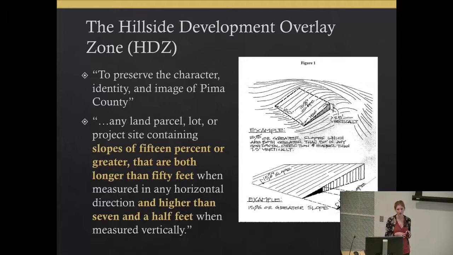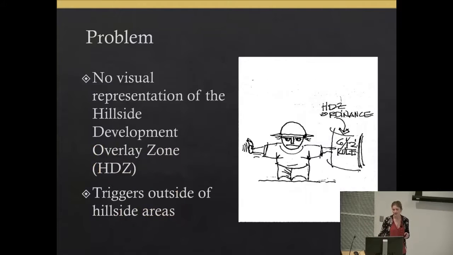So first, if you know where HDZ is, you can just develop not in that spot, and you avoid the requirements. You can get a design or a HDZ exception from the Design Review Committee. So they'll go over your site and maybe come up with extra conditions for you to deal with these requirements. So why is this a problem for infill development? The first problem is that there's no way to know where it is. There's no visual representation of the zone.